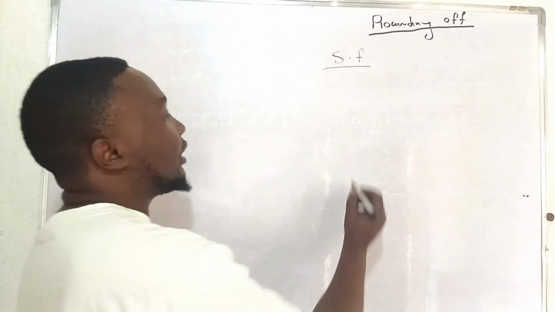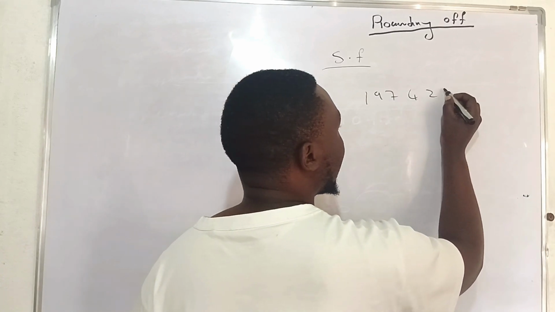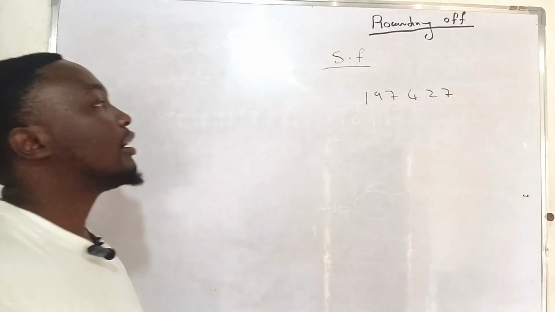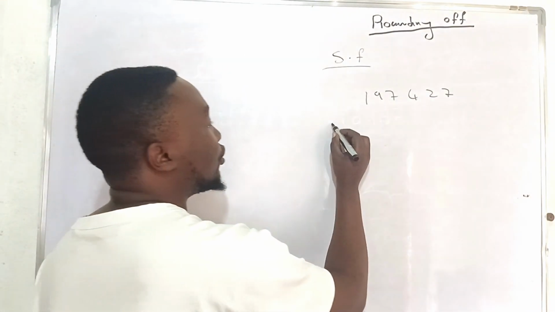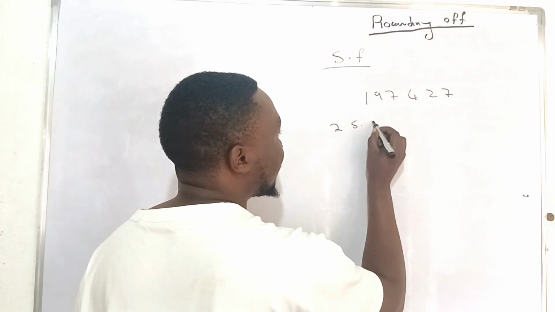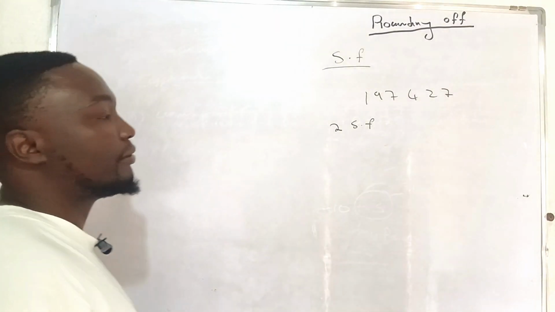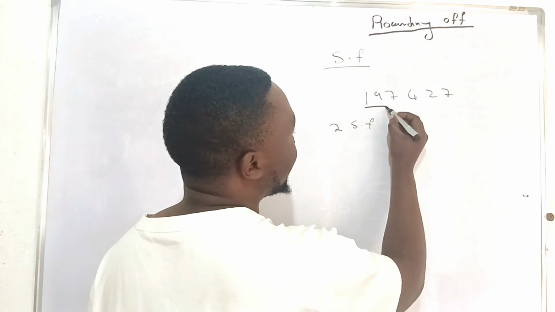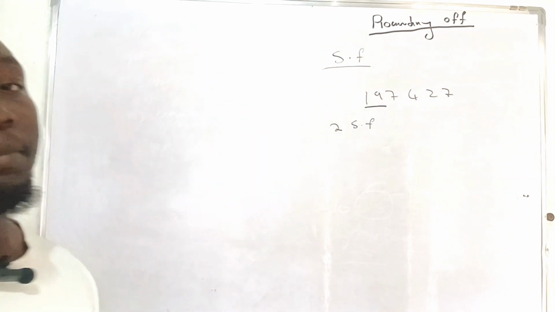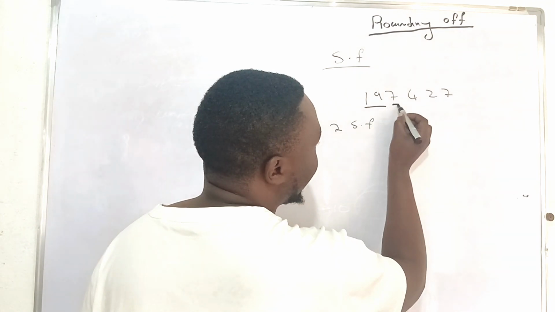If you are given a number like 197,427 and you are asked to round this number to two significant figures, it means you have to remain with these two numbers. You look at the third number.